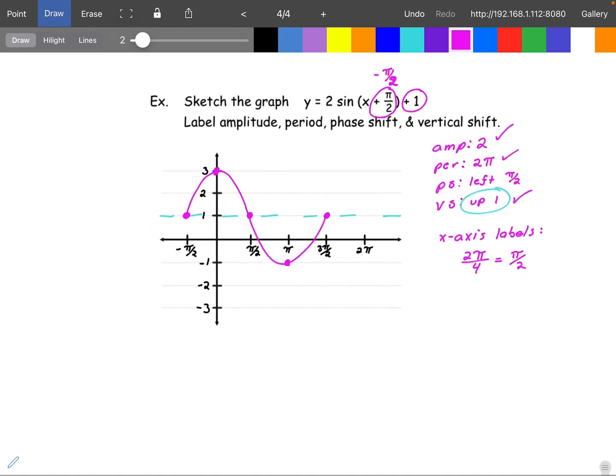Alrighty, so that's a lot in one. The big thing is take your time. Don't rush. Make sure that you determine what your period needs to be based on your B. And then once you know what your period is, figure out what those x-axis labels should be to make your job much, much easier.